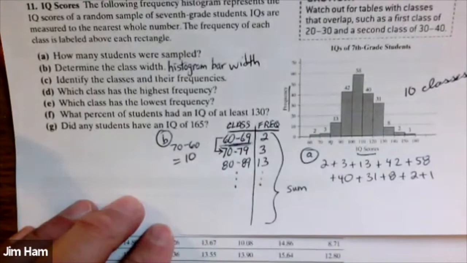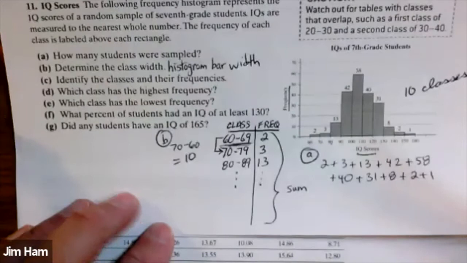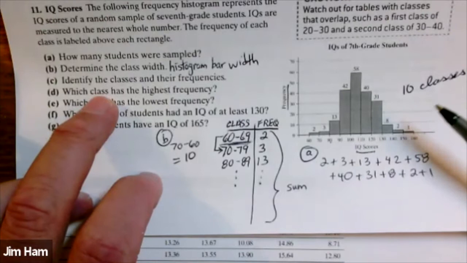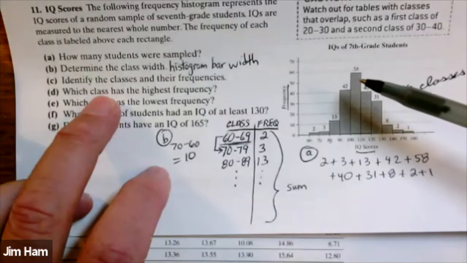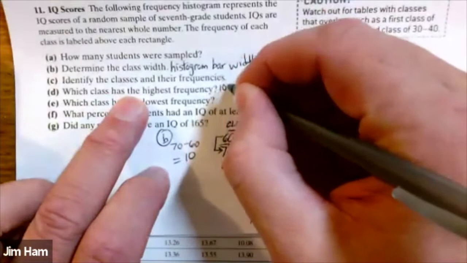The graphical representation is nice because you can answer questions like, which class has the highest frequency, the highest count? That corresponds to the highest bar. So 58 is the highest frequency. But it asks what class has the highest frequency, so you want to give the 100 to 109 answer.